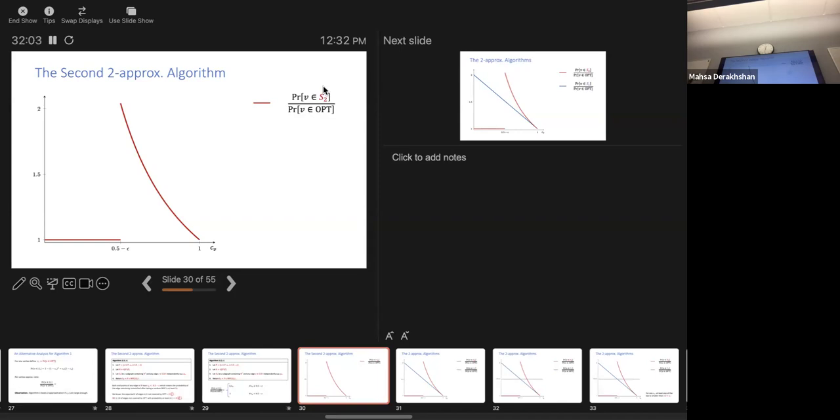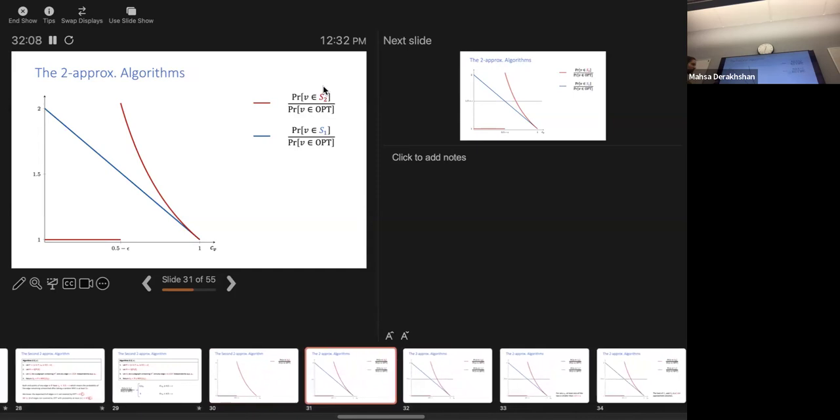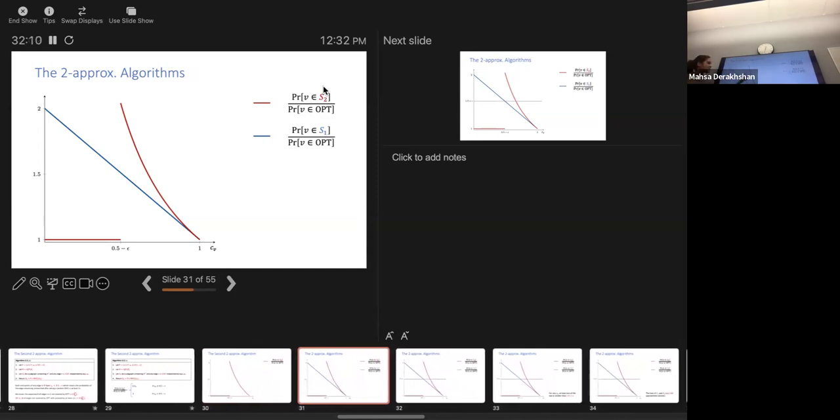Okay, now let's bring back the previous algorithm as well. So this is the per-vertex approximation ratio. Here the x-axis is CV, right? And here is the per-vertex approximation ratio. So for a vertex with some particular CV, this tells us the approximation ratio of any algorithm for that vertex. Is this clear? Are there any questions?